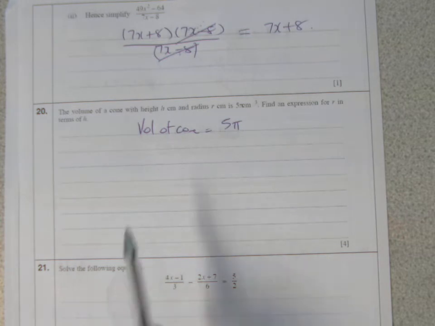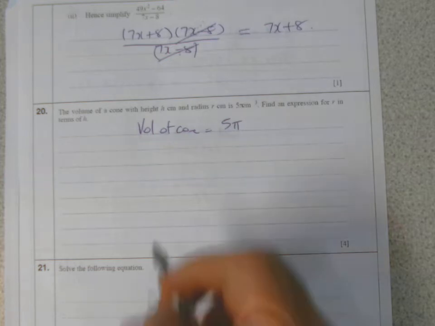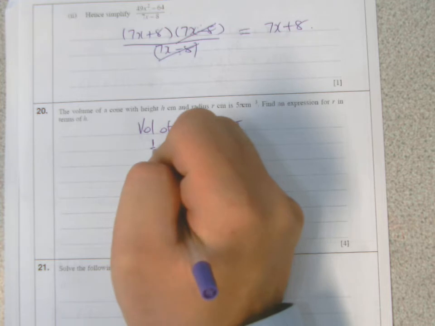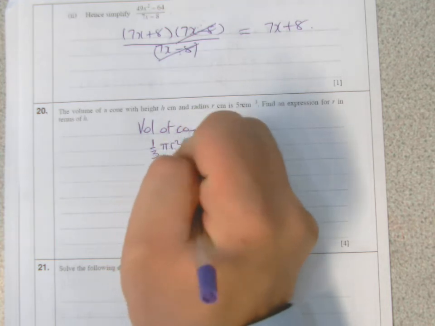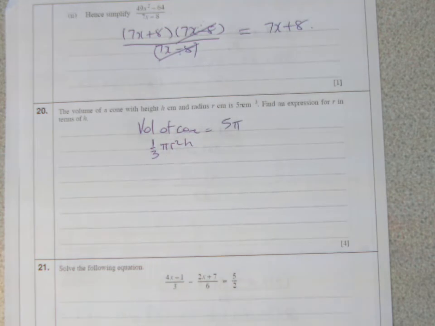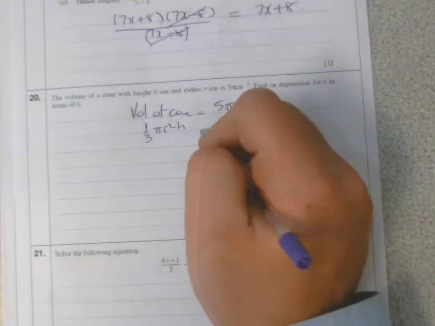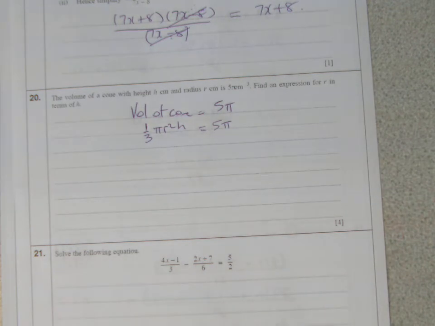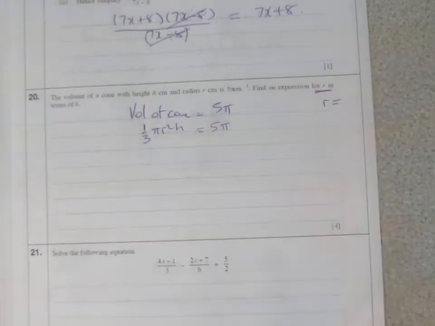Okay, so they tell us the volume of the cone. If you go to page 2 in the formula list, they also tell us what the formula is for that. So the formula is 1/3 pi r squared h. That's given to you on page 2, the formula for a cone. So we say then that equals 5 pi, right? And it says find an expression for r in terms of h. In other words, get r equals. Okay, that's what they want, right? Get r equals.